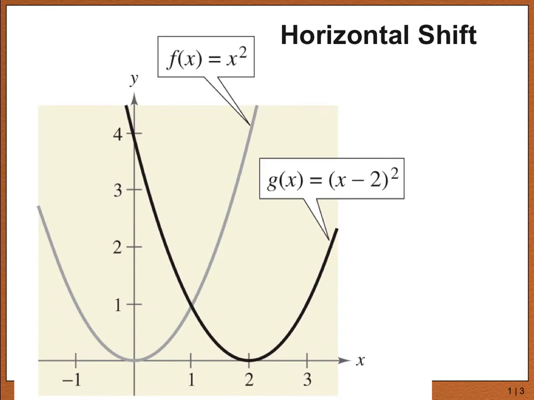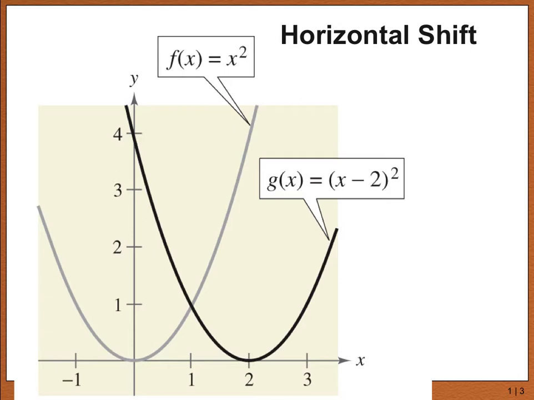Horizontal shifts look like this. With horizontal shifts, the constant goes inside the x, or it goes with the x. And so, the difference is with vertical shifts, it's outside of the function, and with horizontal shifts, it's inside the function.